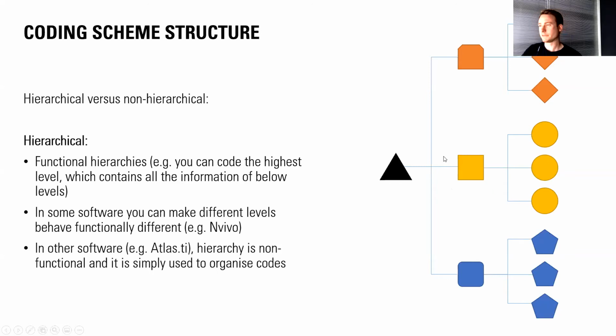Basically, this implies that the upper levels include all of the information of the lower levels. So if we code this subcategory, we're in essence reflecting all the information in this block here. Okay, so in other software, the hierarchy is simply there for organization. And this is applicable to Atlas.ti. So Atlas.ti is very much a non-hierarchical type of coding software.